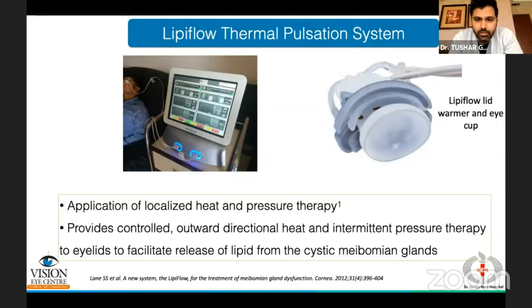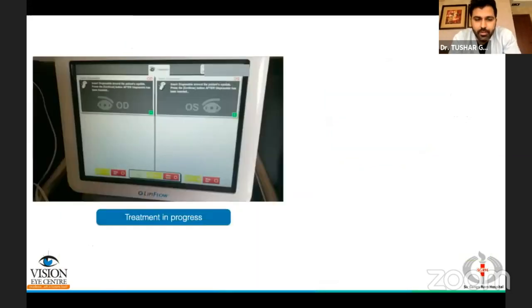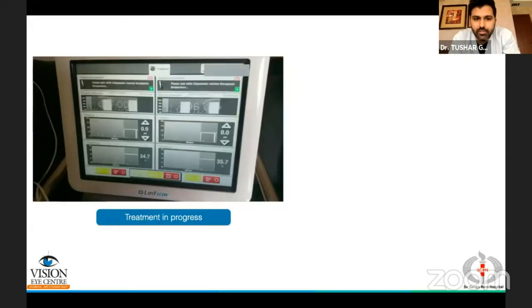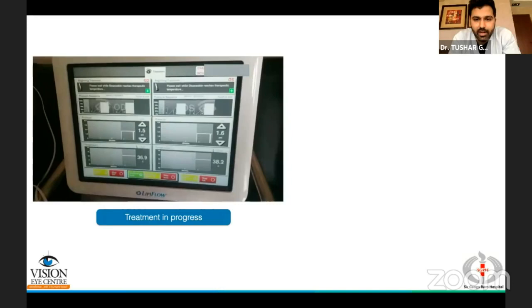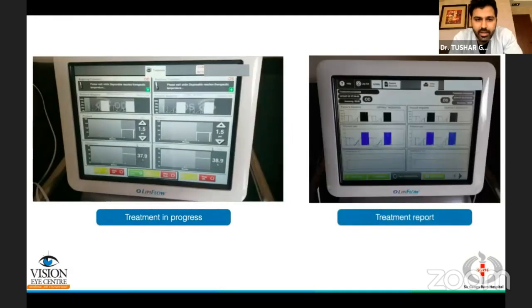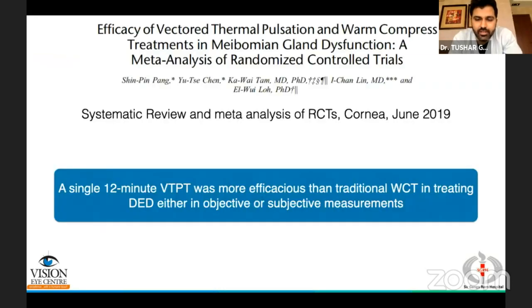So the LipiFlow, what it does is it gives heat from the inner surface of the eyelid and from the external surface of the eyelids. So you're able to treat meibomian gland dysfunction a lot better. This is a 12-minute cycle, and after that, you get a report at the end of it. And this has been found to be much more efficacious than traditional warm compresses in multiple studies.